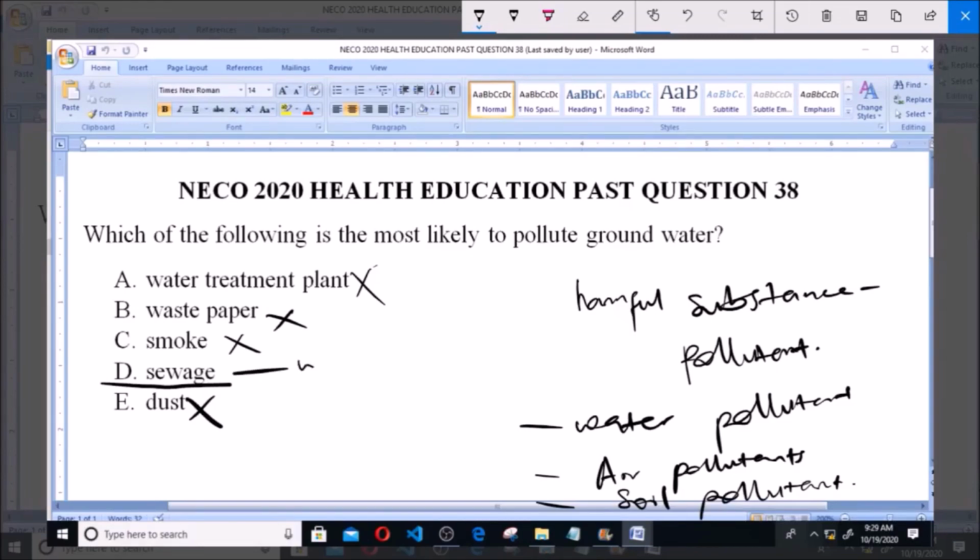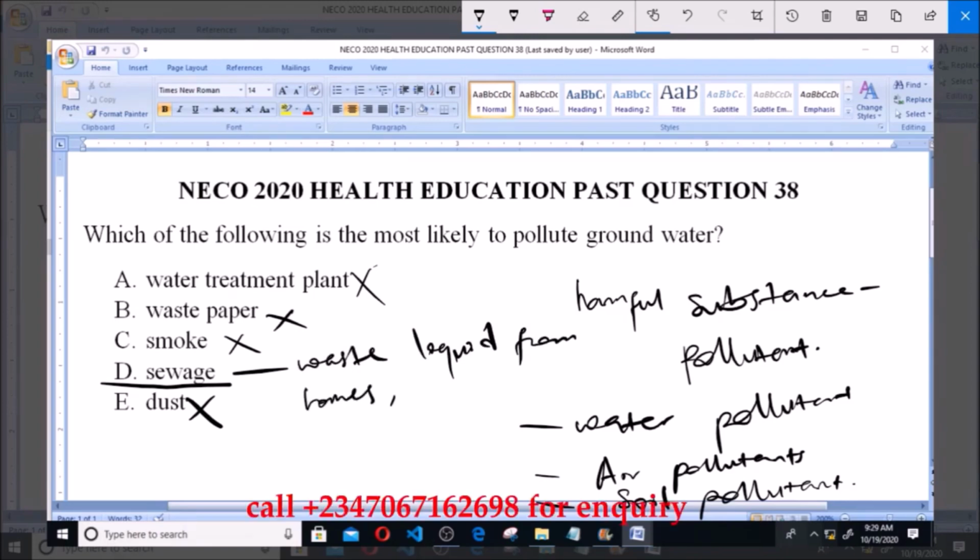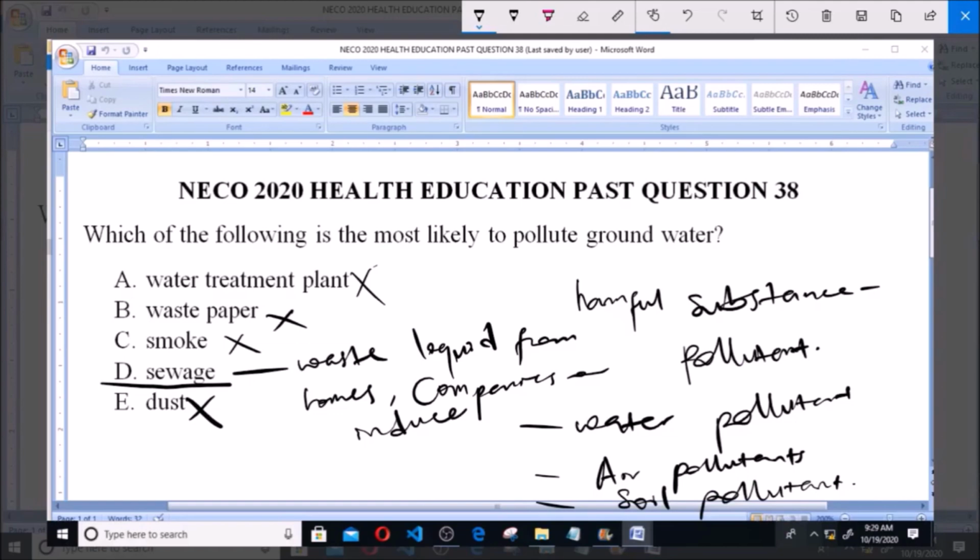Now, sewage is waste liquid from homes, companies, or industries, ranging from used liquids or water. When sewage is released into a water body, it contaminates the water, thereby making the water unfit for use and also affecting the lives of aquatic organisms present in the water. So the most likely to pollute groundwater from these options is D, and this is because sewage is a water pollutant. So therefore, sewage is the correct answer to this question.